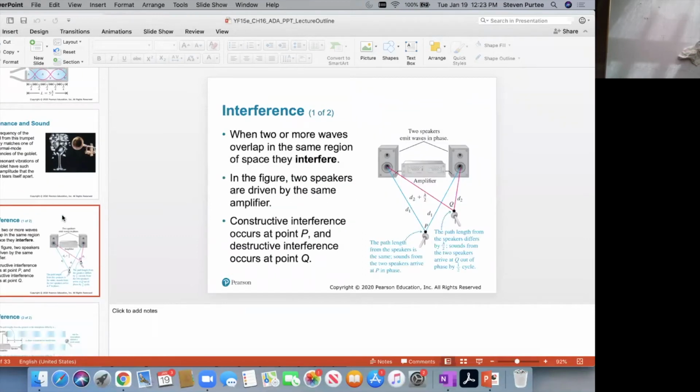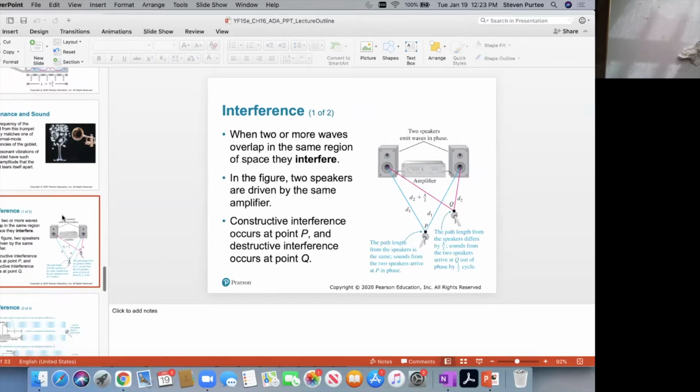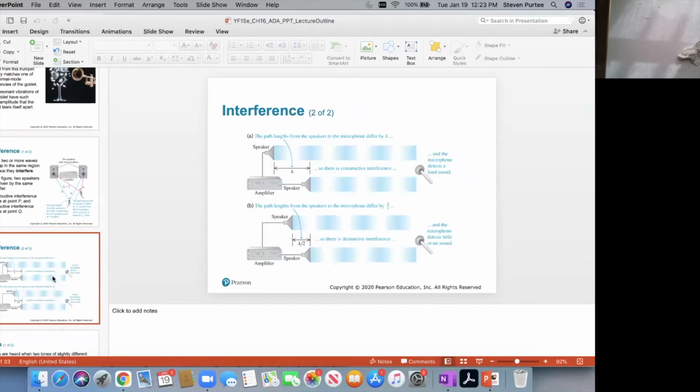Okay, interference. We're going to have a whole bunch of homework questions about interference. Remember, the idea here is that we use the principle of superposition. If I have two waves traveling, I add them together. I add their vertical components together. And sometimes those will add together and make it bigger.